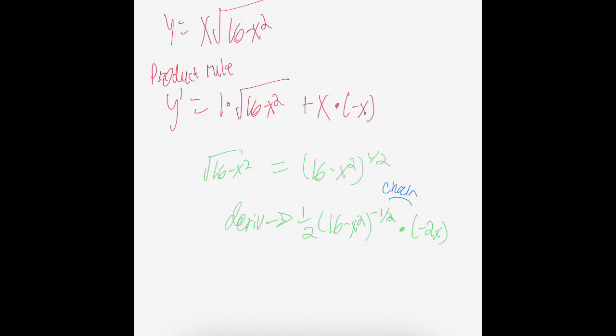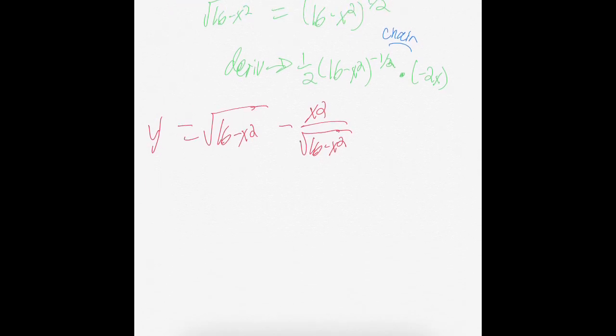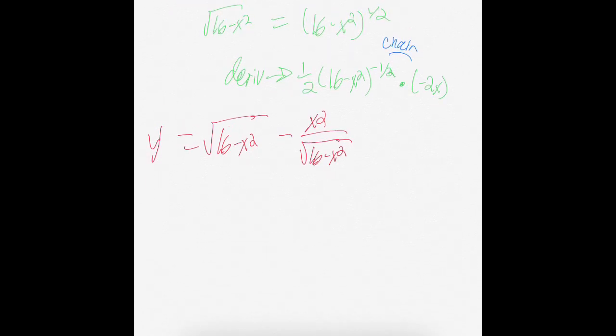So plugging this in up here, that's x. I've got 1/2 and a 2, so that cancels. And I get x times -x, 16 minus x squared to the -1/2. And let me go ahead and rewrite y prime down here to make it more digestible: the square root of 16 minus x squared minus x squared over root 16 minus x squared.